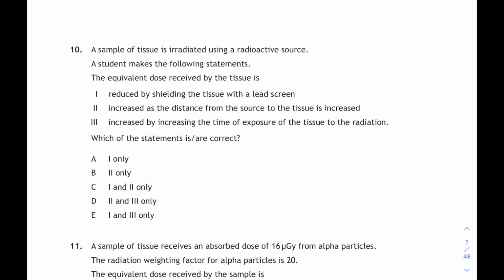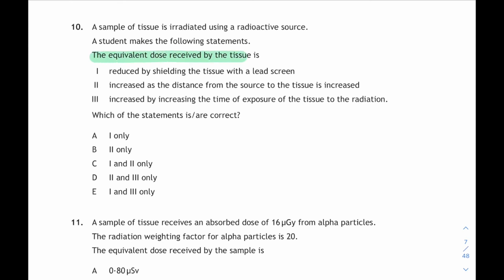Question 10. A sample of tissue is irradiated using a radioactive source, and a student makes the following statements. The equivalent dose received by the tissue is reduced by shielding the tissue with a lead screen. Well, yes, your equivalent dose would be reduced by shielding the tissue with a lead screen, so that's correct.